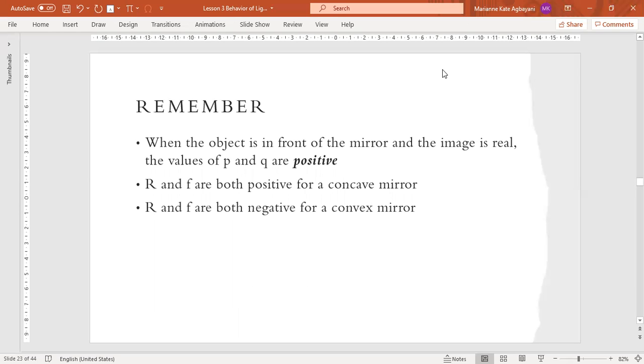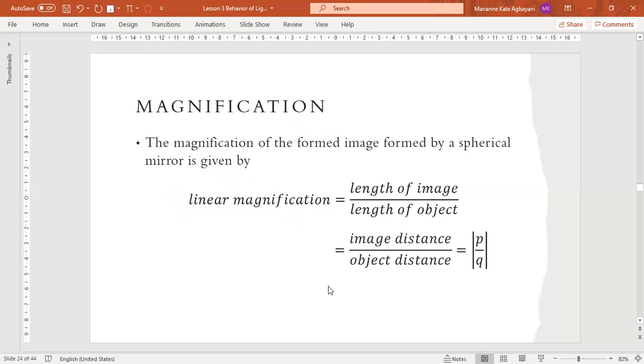Now, take note or remember that when the object is in front of the mirror, the image is real and the values of P and Q are positive. In front, take note, in front. So, if it is at the back, then they are negative. F and R are both positive for a concave mirror. F and R are both negative for a convex. So, positive for concave, negative for convex.